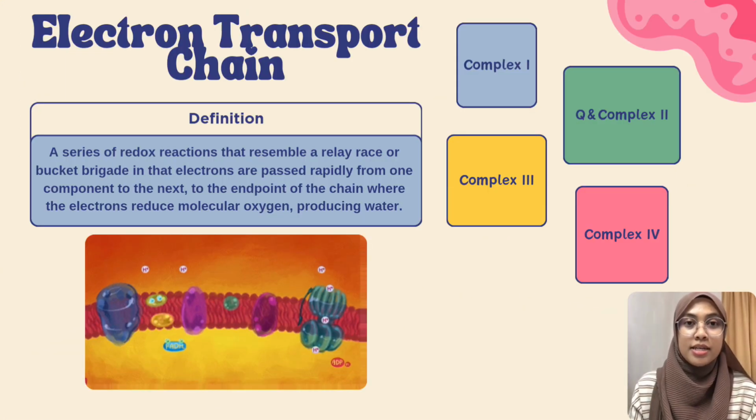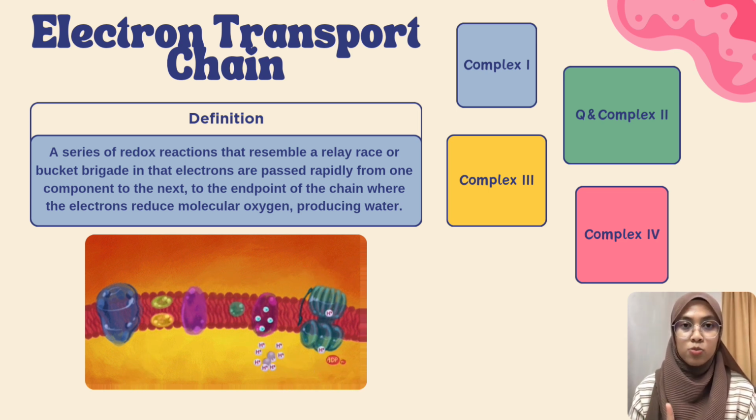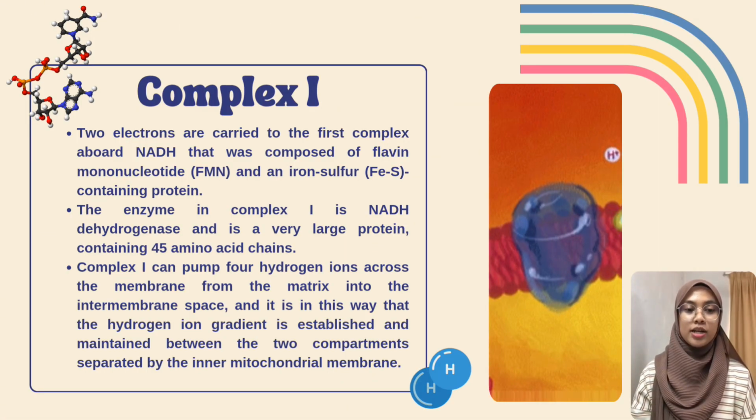The electron transport chain is a series of reactions that resembles a relay race or bucket brigade, in that electrons are passed rapidly from one component to the next, to the end point of the chain where the electrons reduce molecular oxygen, producing water. There are 4 complexes in the electron transport chain, which are complex 1, Q and complex 2, complex 3, and complex 4. To start, 2 electrons are carried to the first complex aboard NADH.